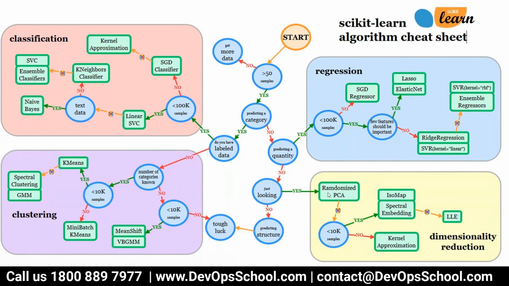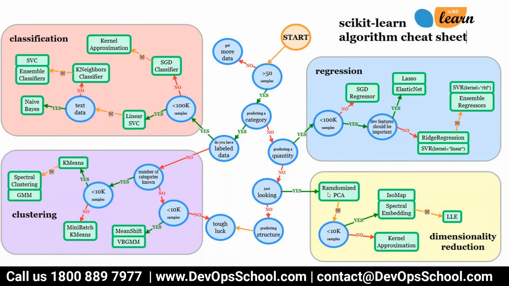But if you have more data, then what do you want? You want to predict a category of data? Yes. Then do you have labeled data? Yes. Then go for classification. If you have not labeled data, go for clustering. Again, if you are predicting a quantity, then yes, go for regression. No, then if you are just looking, or just starting, go for dimensionality reduction.